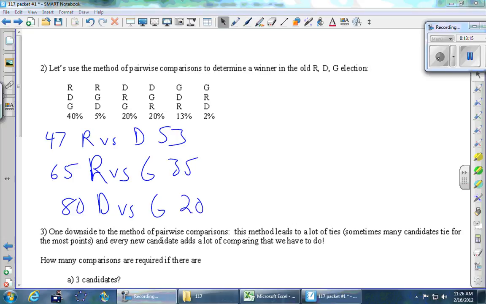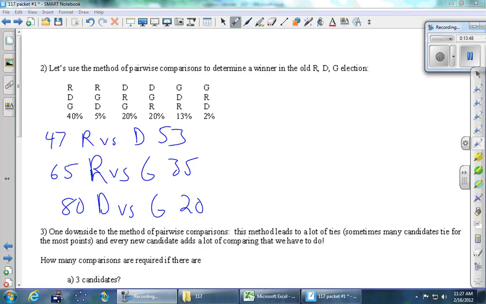Are there any questions on the numbers I've put up here? We do every comparison, and I really am going to insist that you show me that you counted. R versus G, you show me that you saw 65 people like R and 35 people preferred G. I want to see those numbers. Now what we used to do was look for a Condorcet candidate, somebody that beats everybody. That's not what we're doing anymore. What we're doing now is every single comparison, and then we give points.